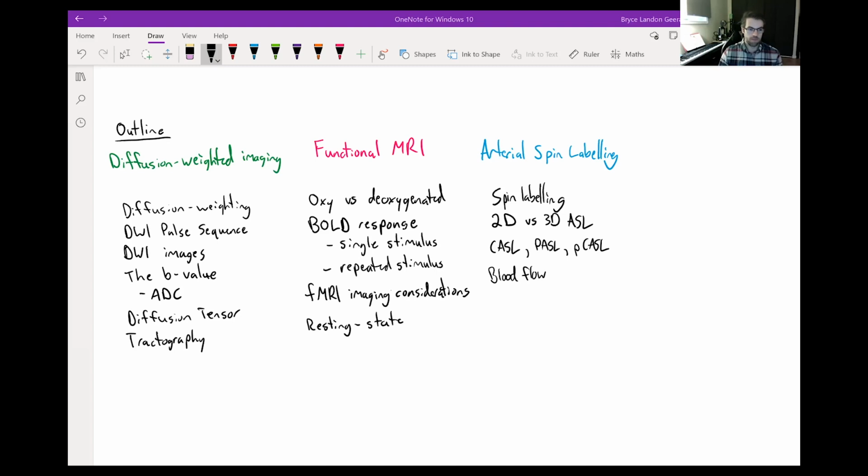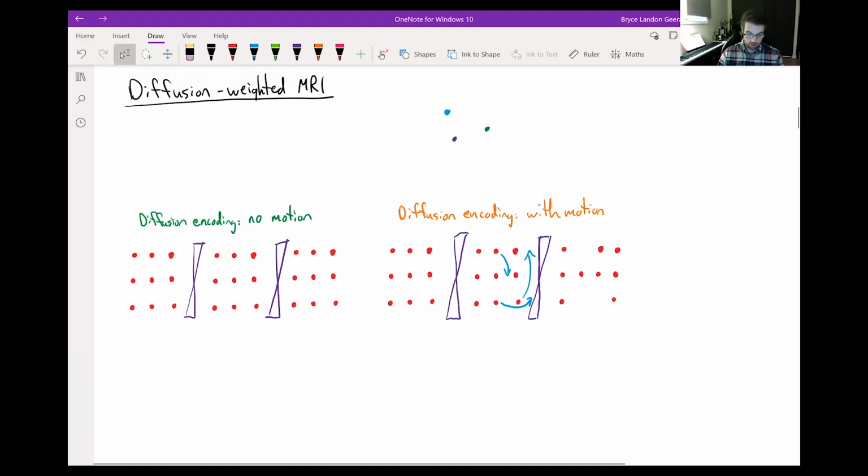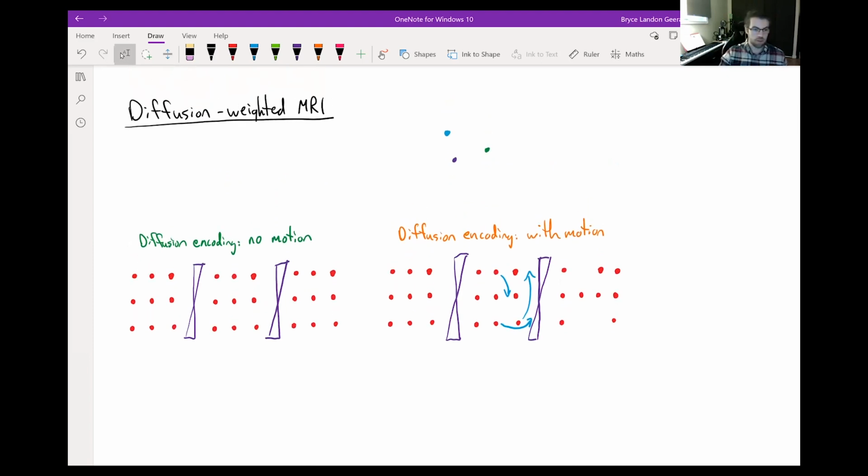So from left to right, we're going to go over diffusion-weighted imaging first, and then sometime around the break, we'll jump into fMRI and end with arterial spin labeling. So let's just get right into it, because I don't have a whole other session where I can make up time if I ramble too much in this one.